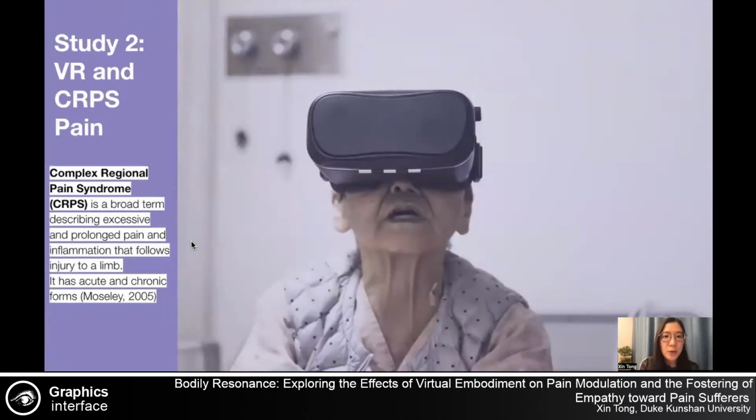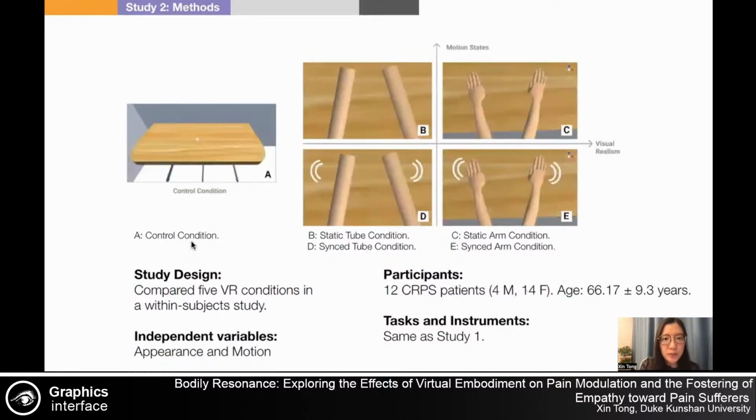Therefore, in study 2, I recruited 12 complex regional pain syndrome (CRPS) pain patients. CRPS patients suffer from limb pain usually after an injury. They can feel great pain from something as mild as a touch. Study 2 implemented both appearance and motion factors and explored their effects on CRPS patients' pain. I compared 5 conditions in a within subject study, including a control condition, the static tube, the static arm, the synced tube, and the synced arm conditions.